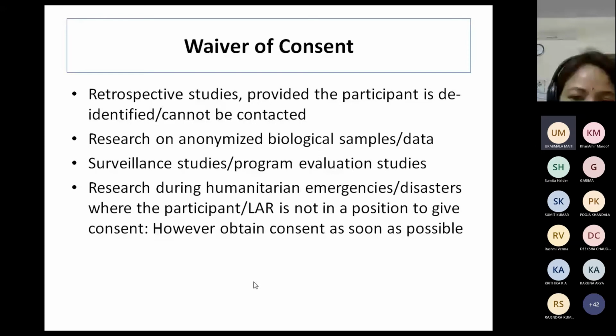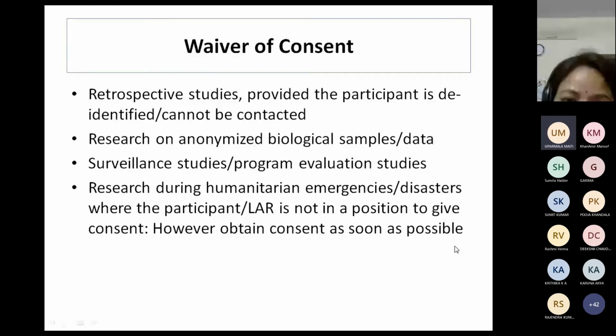So waiver of consent could be asked for in your research proposal if it meets the following points. Retrospective studies where the participant is de-identified, right? Then research of anonymized biological samples or data. In this case, a waiver of consent may be applied for. Surveillance studies can also have a waiver of consent. You can apply for a waiver of consent in these cases. This does not apply to your thesis work, so I will skip this.